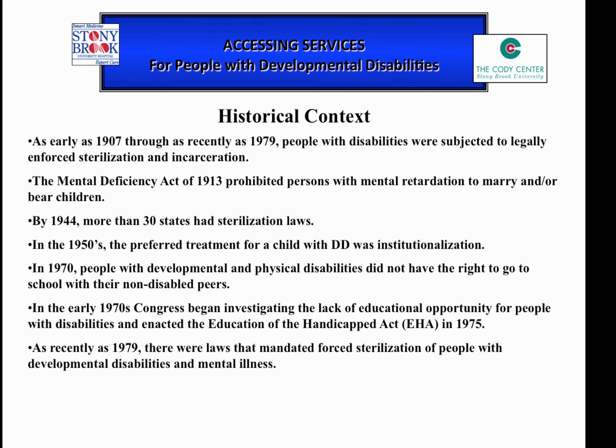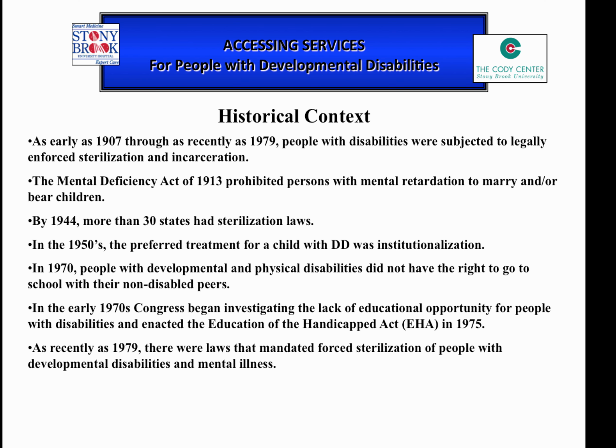Before we begin the presentation, it's important to get an historical context in relation to the rights of people with developmental disabilities. Unfortunately, it's not a very pretty history. As early as 1907 through as recently as 1979, people with developmental disabilities were subjected to legally enforced sterilization and incarceration. The Mental Deficiency Act of 1913 specifically prohibited persons with mental retardation to marry and/or bear children.